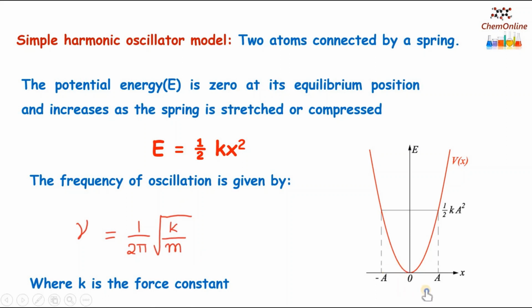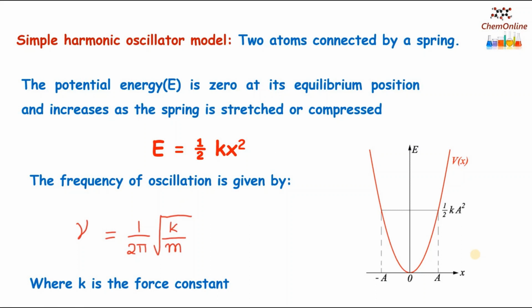Now here you can see that at the extreme points, that is at minus a and plus a, all the energy is potential energy, represented as half k a square. At the equilibrium point, that is at x equal to 0, all the energy is kinetic energy. So the points minus a and plus a are called the classical turning points. The potential energy at any point should be less than the total energy half k a square, because otherwise kinetic energy will be negative, which is not possible.